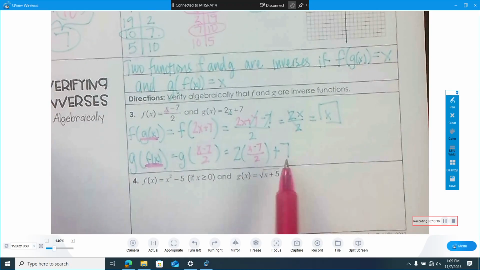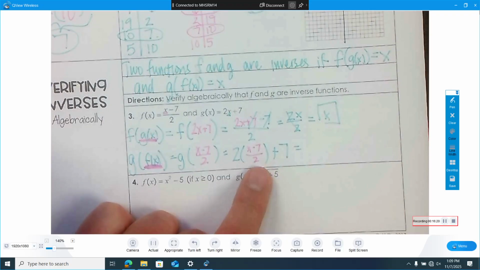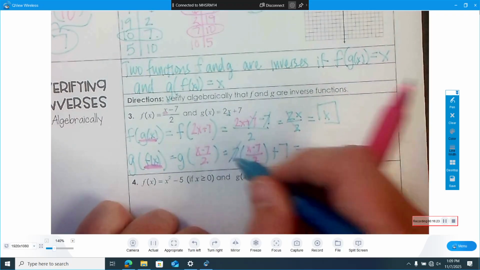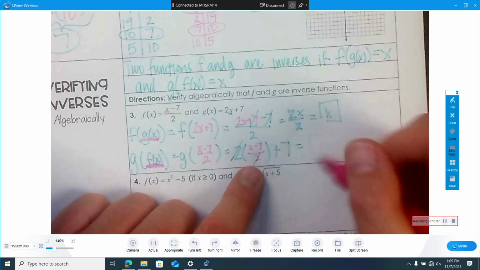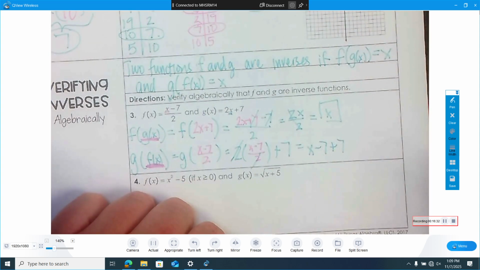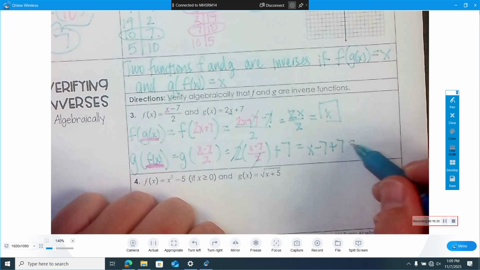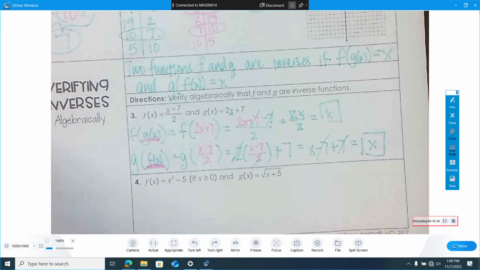All right, so now we clean her up. What cancels out when we do times by 2 and divide by 2? They would cancel each other out. And so we're left with x minus 7 plus 7. And what happens there? You just get the x because the positive 7 and negative 7 make a 0. All right. So this is a proof that they're inverses. When you compose them, everything cancels out in a nice logical way.